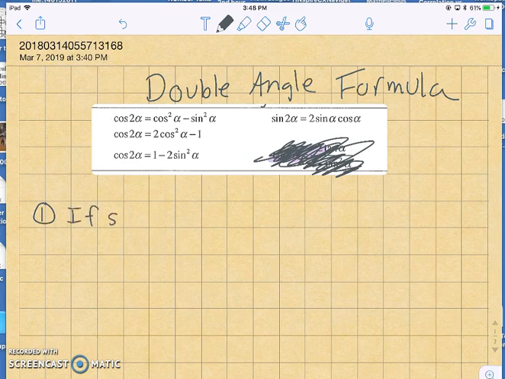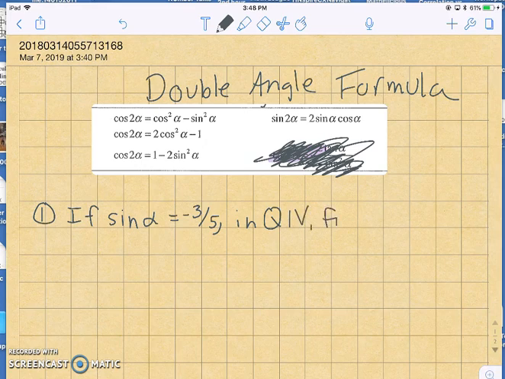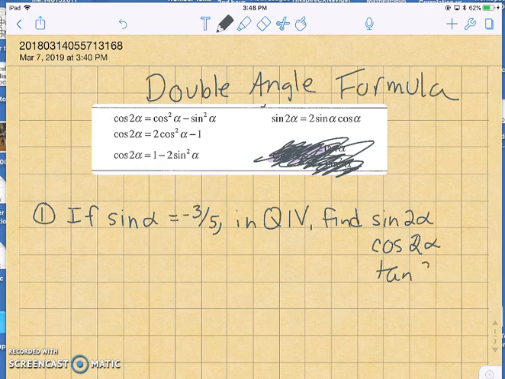If the sine of alpha equals negative 3/5 in quadrant 4, find the sine of 2 alpha, the cosine of 2 alpha, and the tangent of 2 alpha. So alpha is just standing for our angle there.